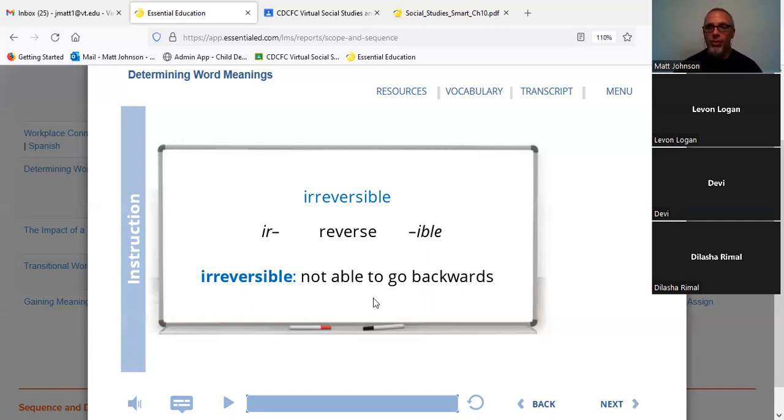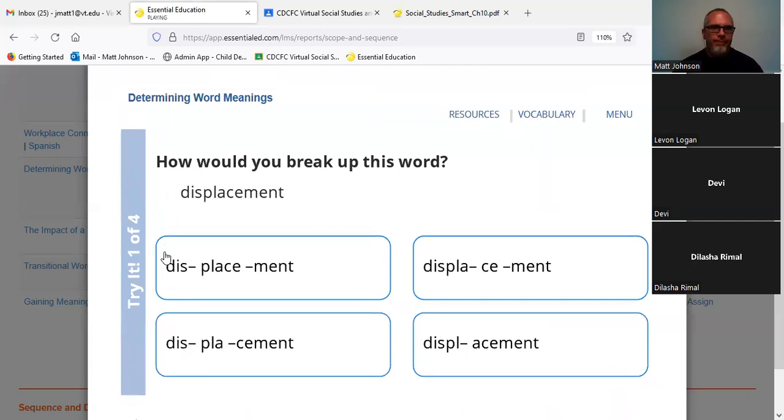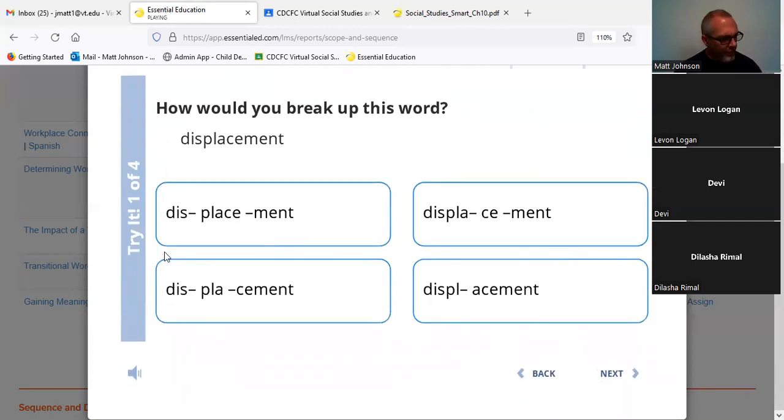Not able to go backwards, not able to go in the other direction. Try using prefixes and suffixes to understand a word. How would you break up this word? And that's the other thing. Sometimes you might have a little difficulty and you have to understand where the prefix, the root, and the suffix, if it has both, begin and end.